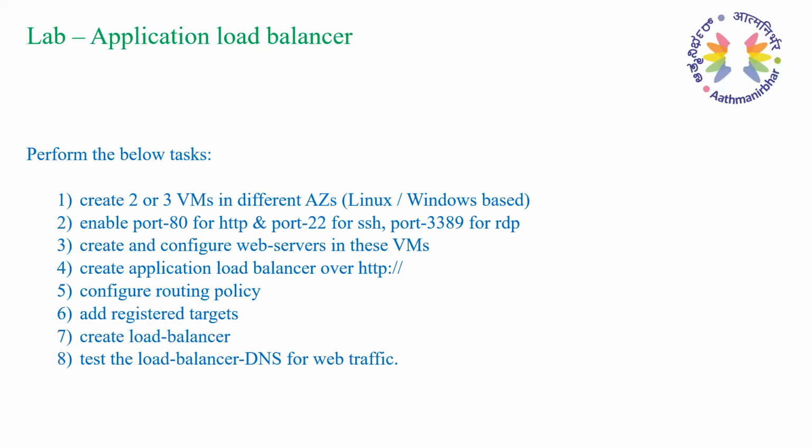All right, the next lab exercise is application load balancer. With this lab exercise, we'll be able to achieve diverting the HTTP and HTTPS based traffic to the respective web server, which is in working condition. All right. Let's perform this lab exercise. Let me take you back to my AWS Management Console.